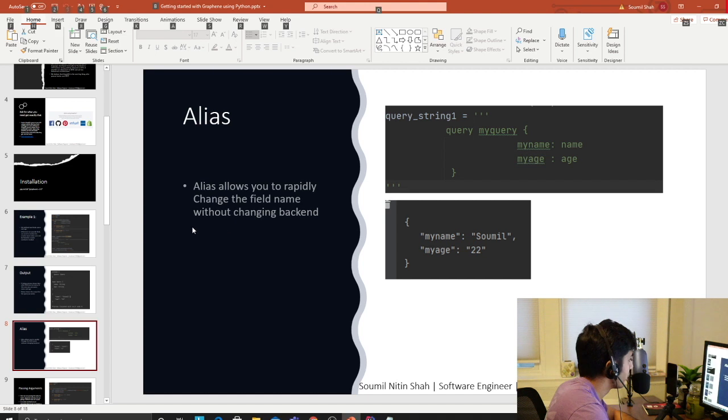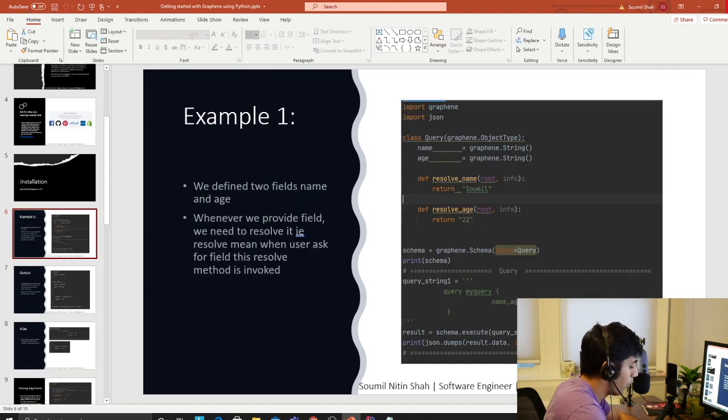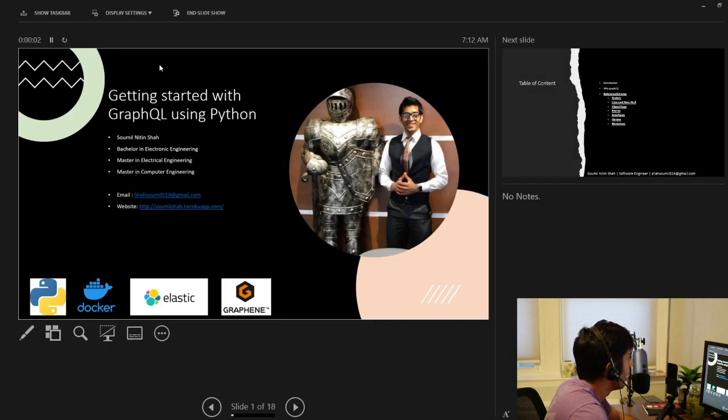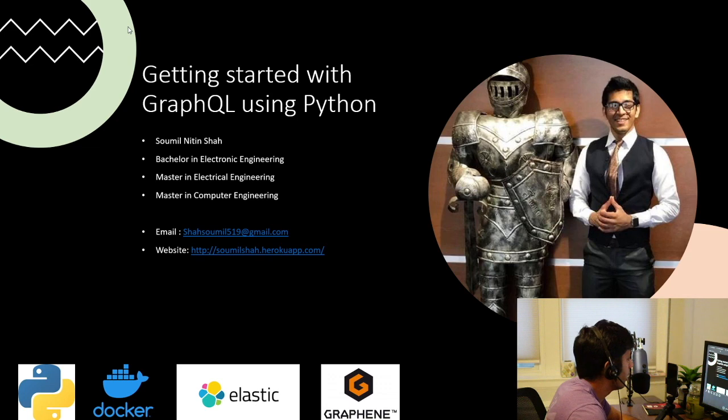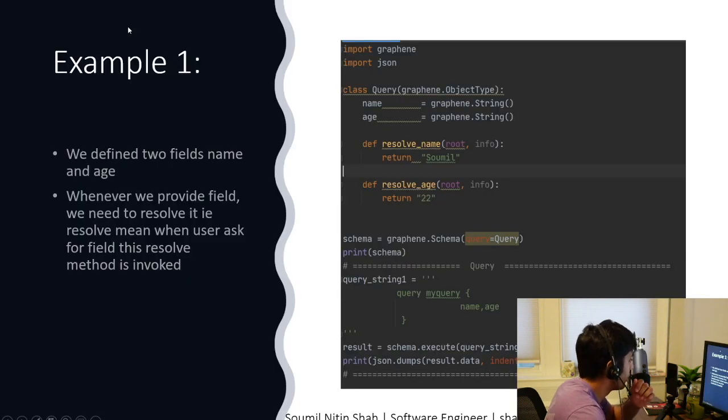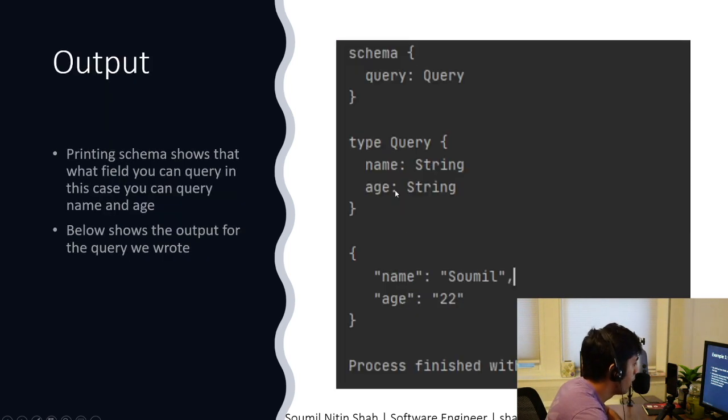So let's go to the slides again and understand what we just did. Let me collapse this. I have to swap the display again. So we saw the basics now, and you should be able to relate this. Graphene, we made a simple query. Whenever we provide the fields, you have to resolve those fields. Resolve is basically what happens when you ask only for that field. You have to return some data, right? So that's that, my friends.